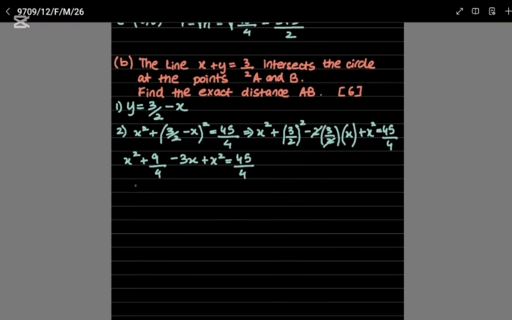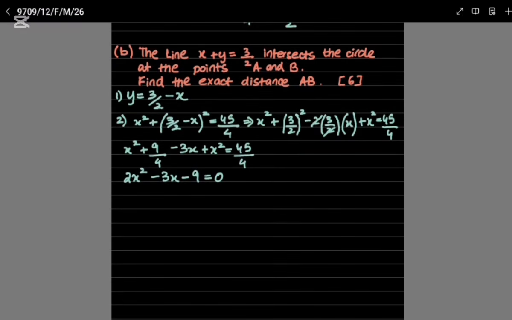Bring all the terms to one side and solve it. 2x squared minus 3x plus 9 over 4 minus 45 over 4. Okay, so 9 over 4 minus 45 over 4 gives minus 9, is equal to 0. Now you can use the quadratic formula or middle term breaking. Let's use middle term breaking. So 2 times 9 is 18. Two numbers that multiply to give you 18 and add up to give you minus 3. What's that?